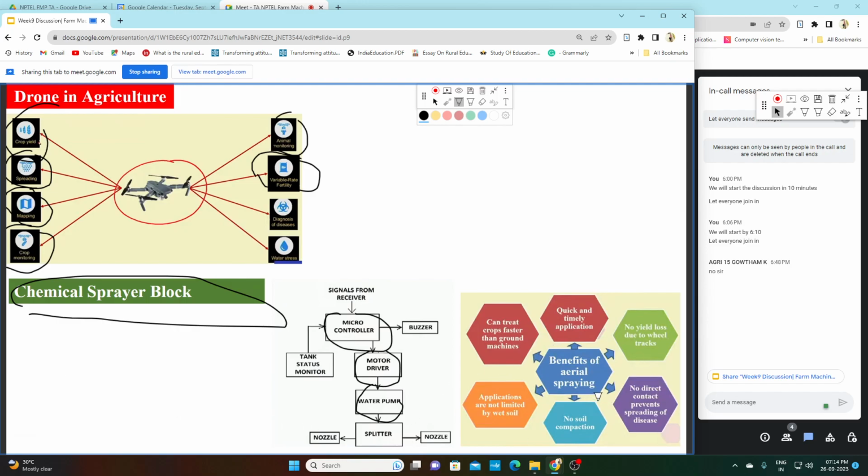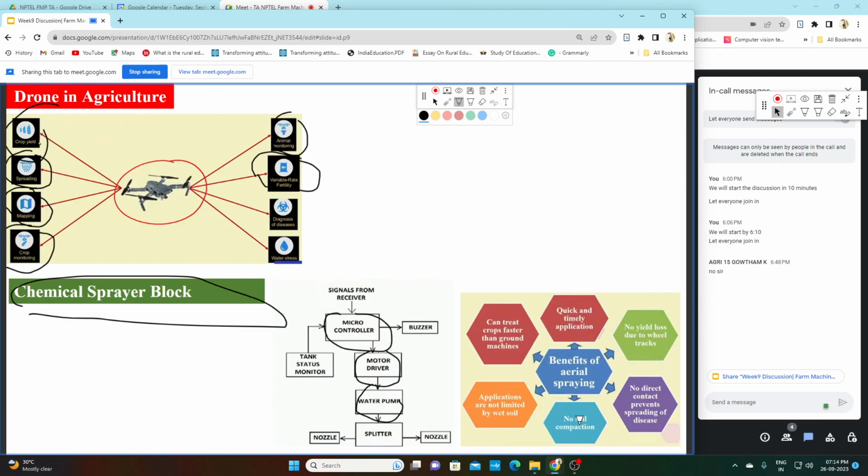So these are some of the benefits of aerial spraying. First, it can treat crops faster than ground machines, because we are spraying from the air. Second is quick and timely application. Third is no yield loss due to wheel tracks, because whenever we move ground vehicles in between the crop, there can be yield loss. But in a drone, we are flying above the crop, so there will not be any yield loss. Fourth is no direct contact, which prevents spreading of disease. As we have no direct contact with the crop, there is prevention of disease.